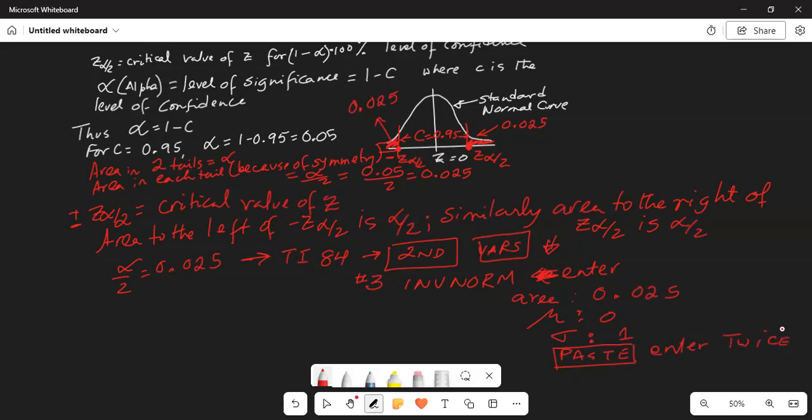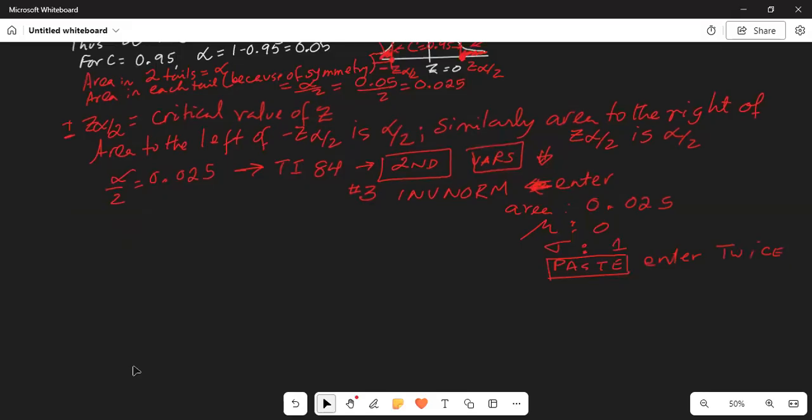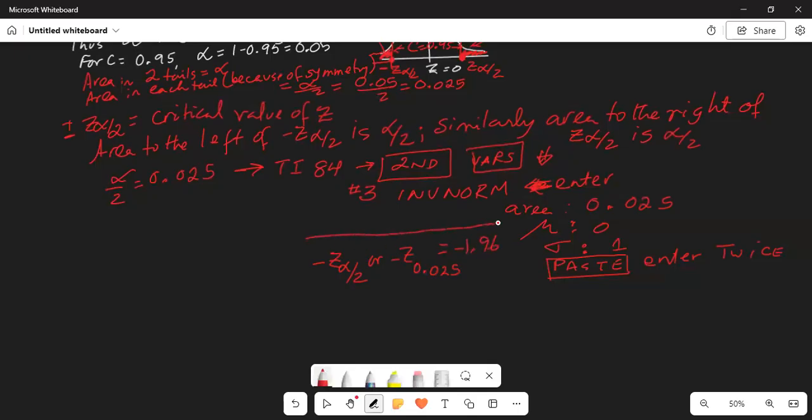So let me create some space. You will get area is 0.025. Area in the left tail. Do not change mu and sigma. Paste, enter, and enter. The value of minus Z alpha by 2, where area is 0.025, is minus 1.96. That is what you will get from the inverse norm function.